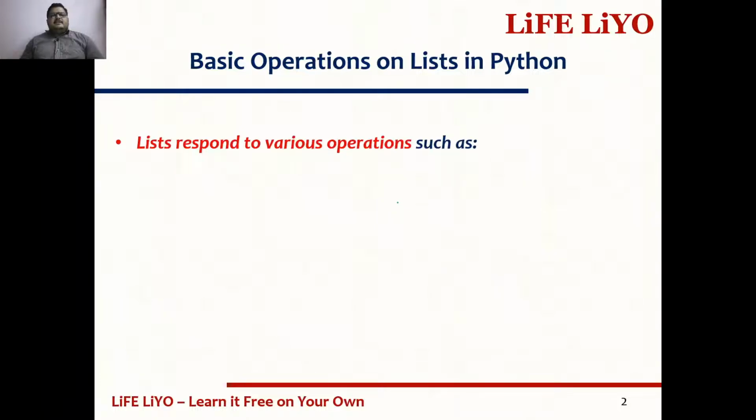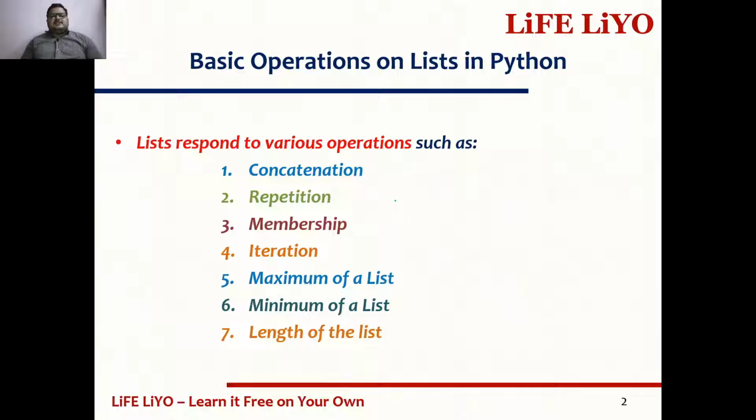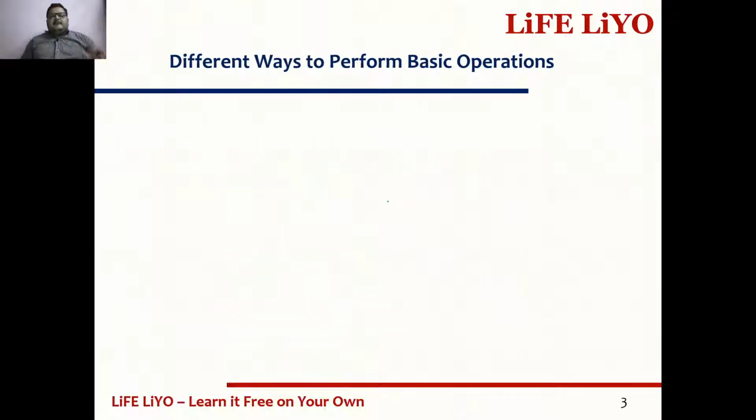So these lists respond to various operations such as concatenation, repetition, membership, iteration, maximum of a list, minimum of a list, length of the list, sorting, and reverse. Like these things can be done with the help of lists. Out of these, we are going to discuss a few of the ways to perform these basic operations.